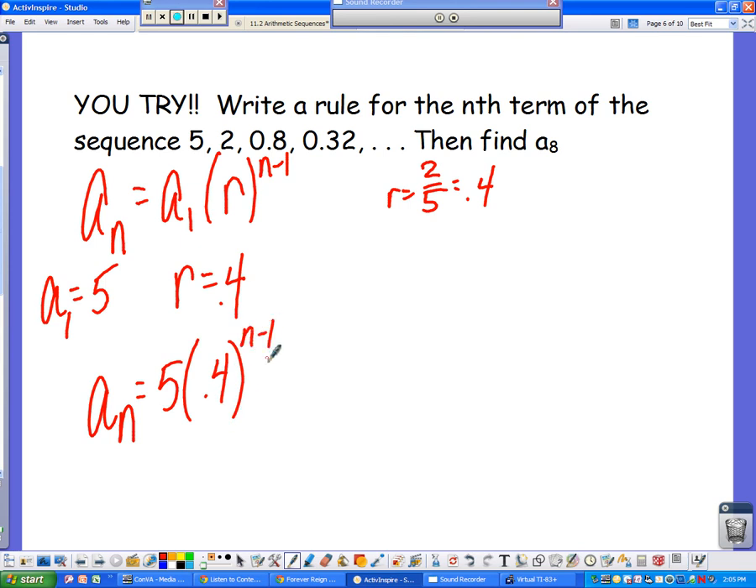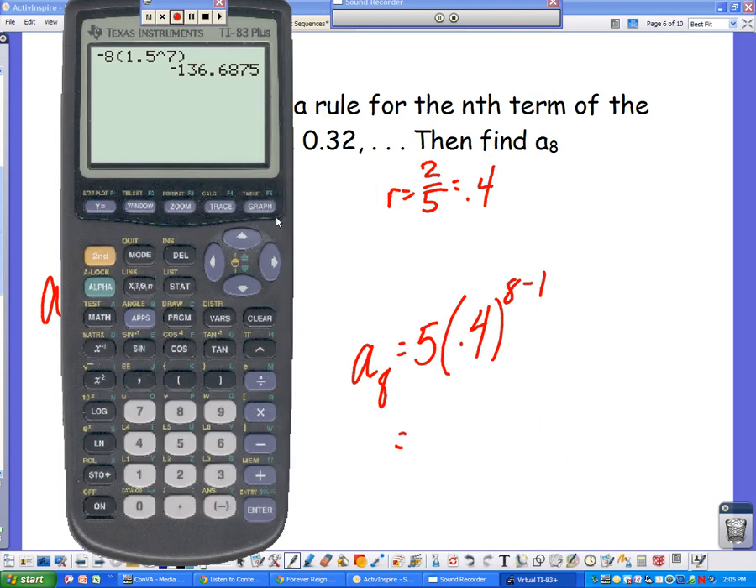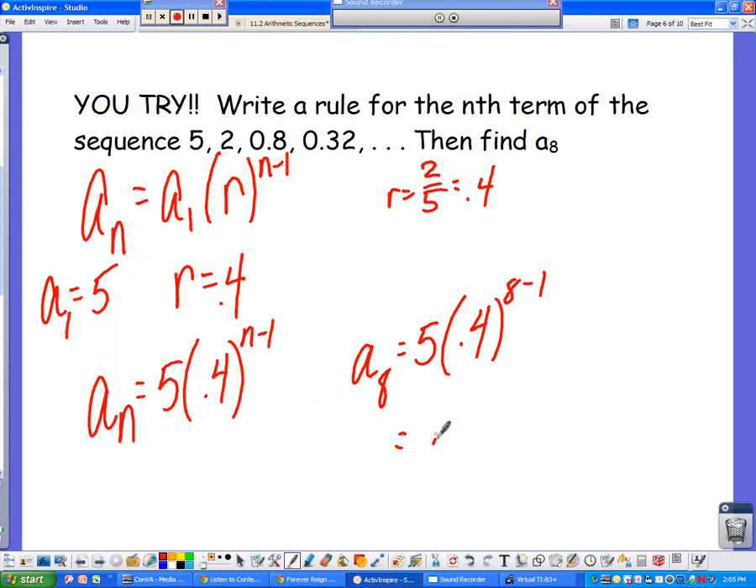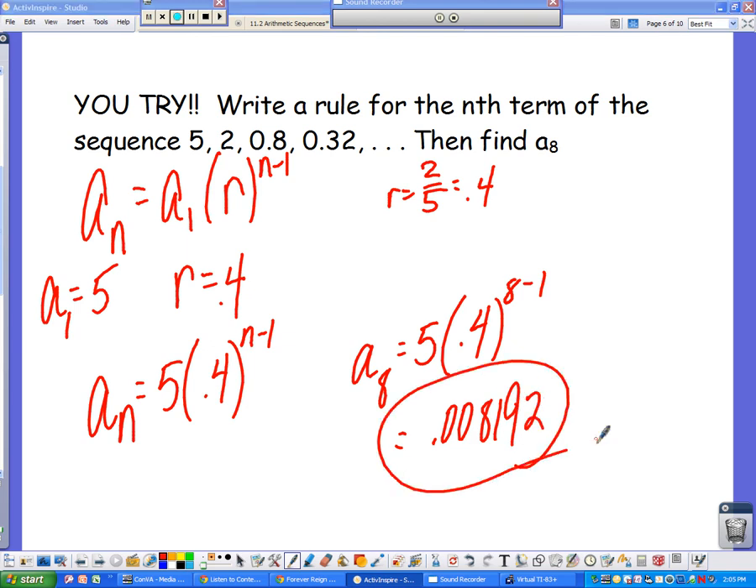That's it. So if I wanted to find the 8th term, to find a sub 8, I'm going to do 5 times 0.4 and plug in my 8. Use a scientific calculator. It ends up being 5 times 0.4 to the 8 minus 1, which is 7. Those are parentheses. And I get 0.008192 as my answer.